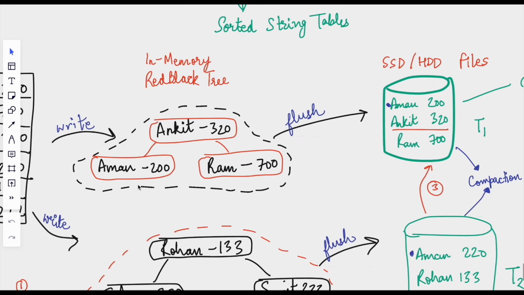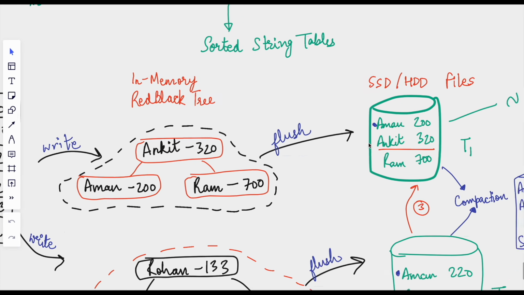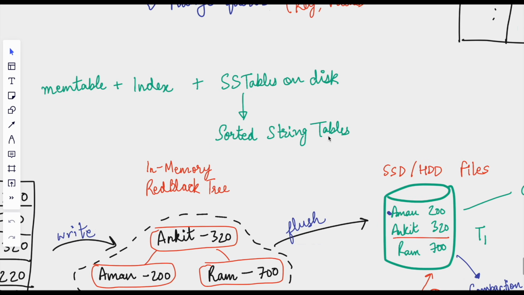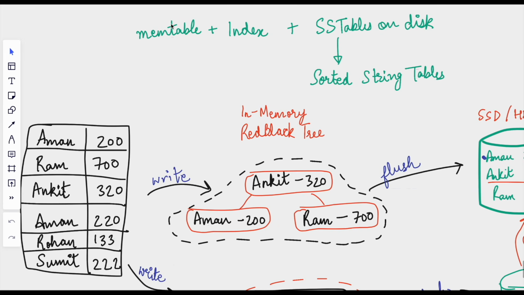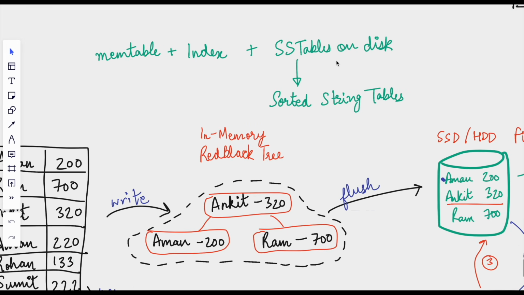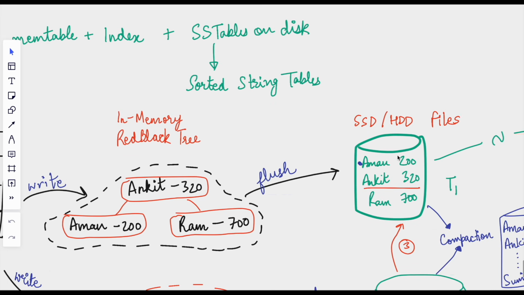So you can easily iterate in ascending order of the keys and store these key value pairs in ascending order. And this is what the sorted string tables are all about, right? So I have told you the memtable, which is this in-memory red black tree. I've told you about SS tables, which are this. Right now there are only 3 entries, but it will be a lot, right?